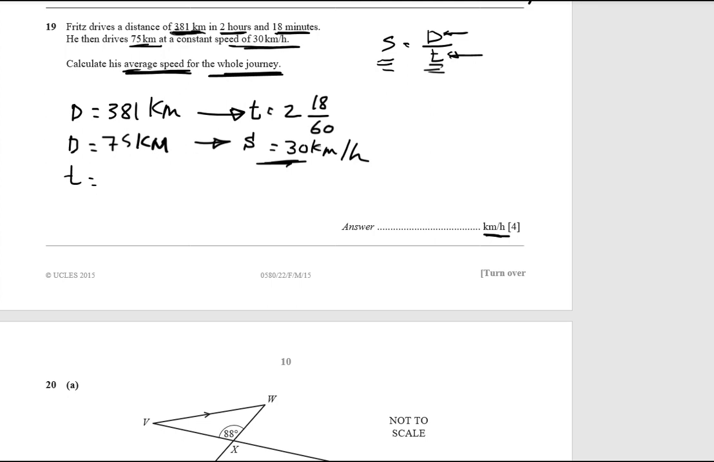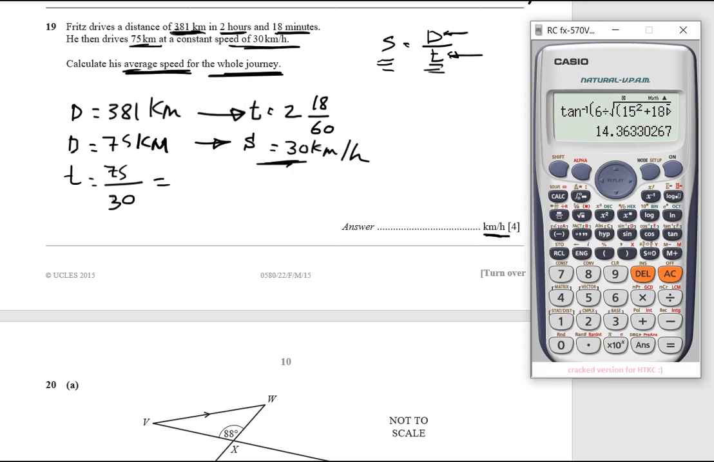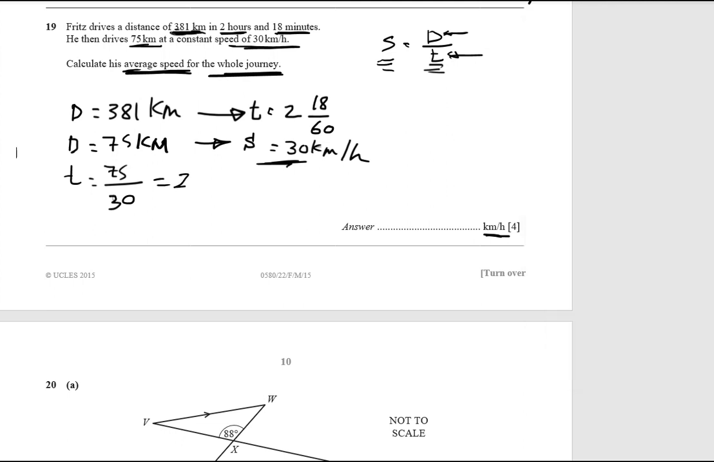So the time in the second part of the journey was equal to 75, which is the distance, divided by the speed, which is 30. So 75 divided by 30 will give us the time of the second part of his journey. 75 divided by 30 will equal 5 over 2, which is 2.5 hours.